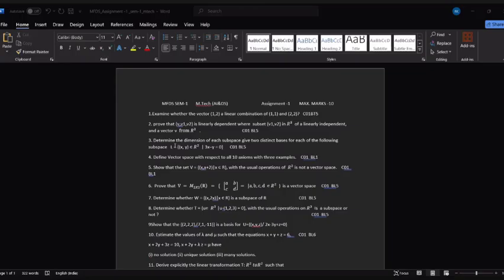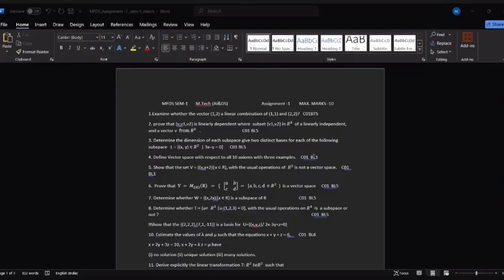V1, V2 is 1, 0 and 0, 1. Make both the vector spaces R2 instead of R3. Can you edit? Is it a PDF or a Word doc? It's a Word doc. Yeah, make it R2, then you will get the examples easily. Second problem, V1, V2 in R2.